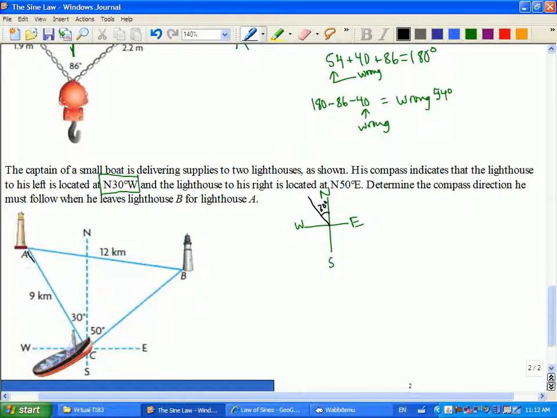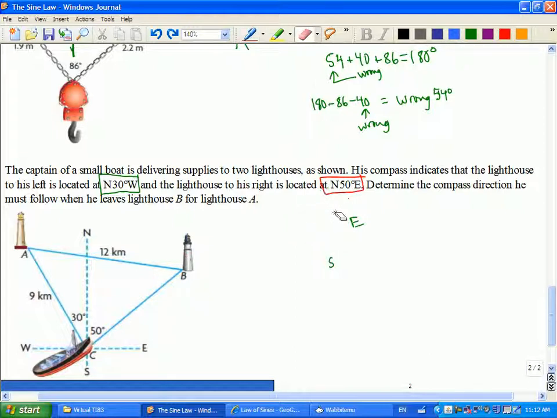That's how you get this side right here. Okay. The other direction says north 50 degrees east. So that means this time he's going 50 degrees to the east, and that's how you get this line here. Okay, that is the convention in your textbook. You will see that used again for your directions.